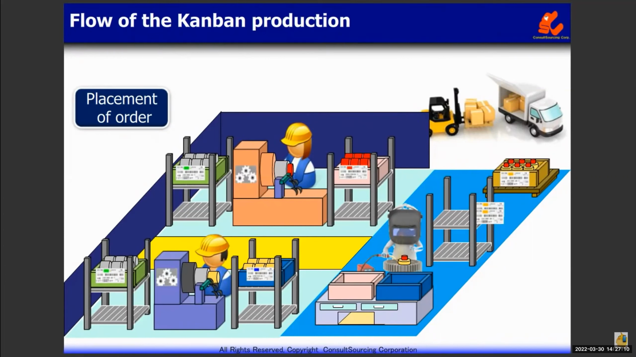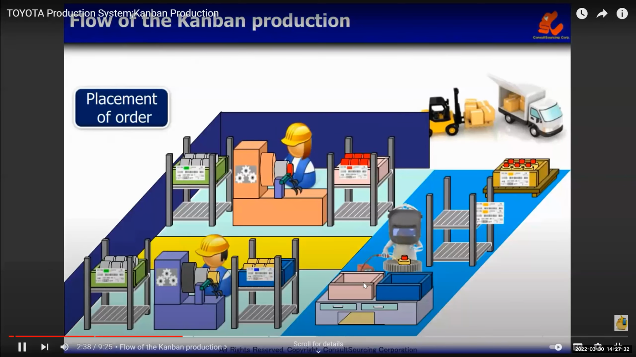In this way, the Kanban is issued from the post-process to the previous process in order to pick up the parts required, triggered by the actual customer order. Instruction for production is provided moving backwards through the processes. When products are shipped following the orders, the Kanban is issued to manufacture products. This means that if no products are shipped, no production instructions will be given.